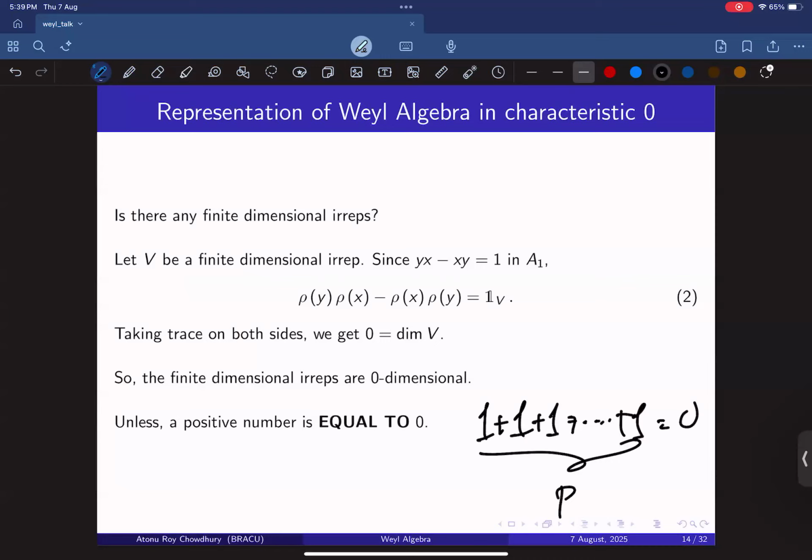Now we are going to look at the irreducible representations in characteristic p.